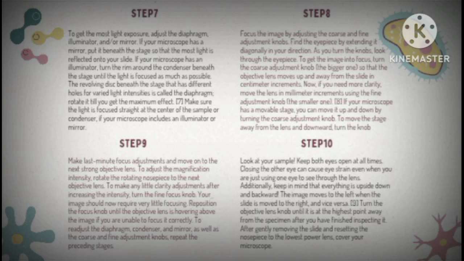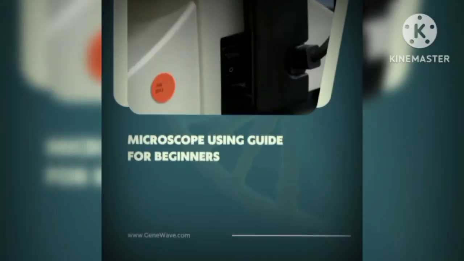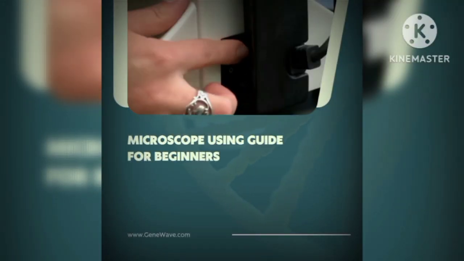Turn the objective lens knob until it is at the highest point away from the specimen after you have finished inspecting it. After gently removing the slide and resting the nosepiece on the lowest power lens, cover your microscope. And this is the microscope using guide for beginners.